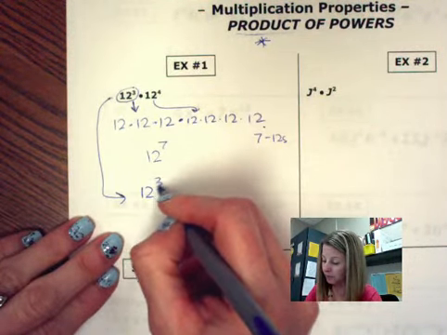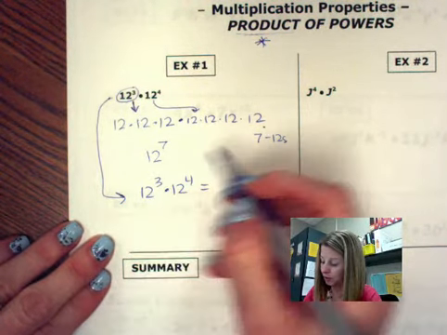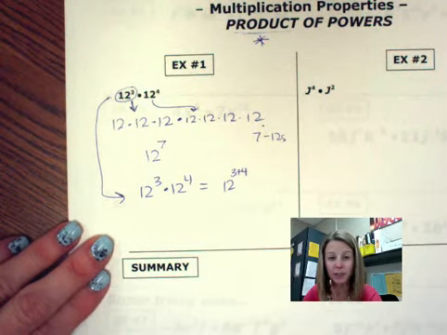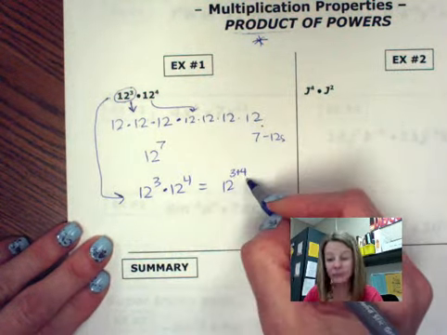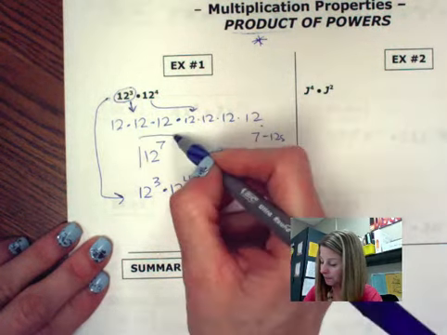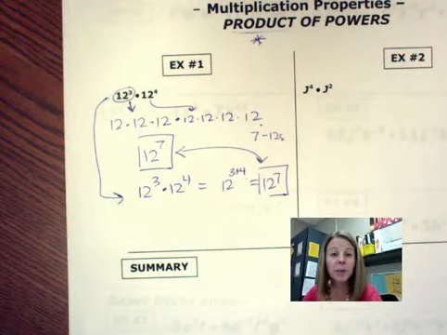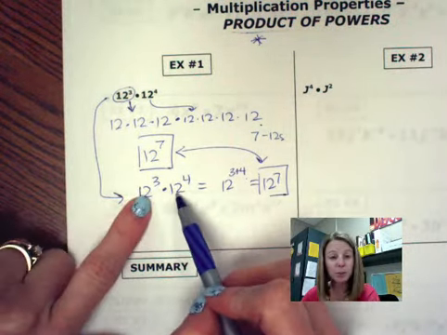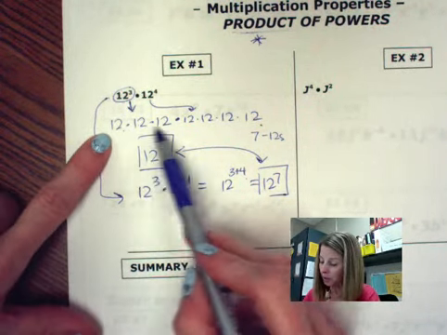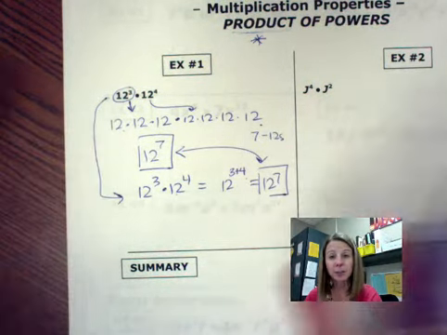If I do 12 to the third times 12 to the fourth, here is the multiplication. That's the same as 12 to the 3 plus 4 power. And when I do the math, 3 plus 4 is 7. So 12 to the 7th. And so notice I get 12 to the 7th here. So the shortcut is to recognize when you're multiplying the same base, you can simply add your powers together. Or really what we're doing is we're very quickly expanding it out and then bringing it all back together.